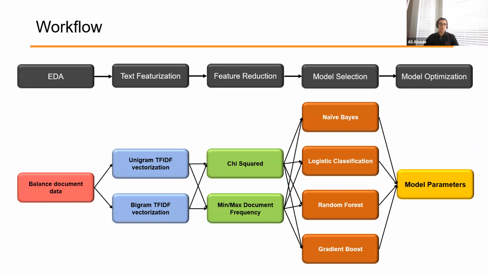So in terms of the workflow, I started with EDA. I used a balanced document dataset. Then I performed text featurization. I used Unigram TF-IDF and Bigram TF-IDF vectorization to get my features. Since I got too many features at this point, I decided to use feature reduction. I used the chi-squared method and minimum and maximum document frequency to minimize the number of features that I'm using.